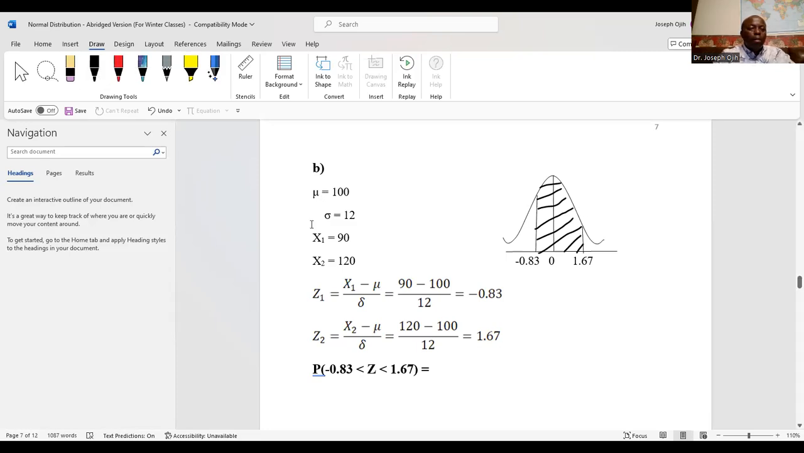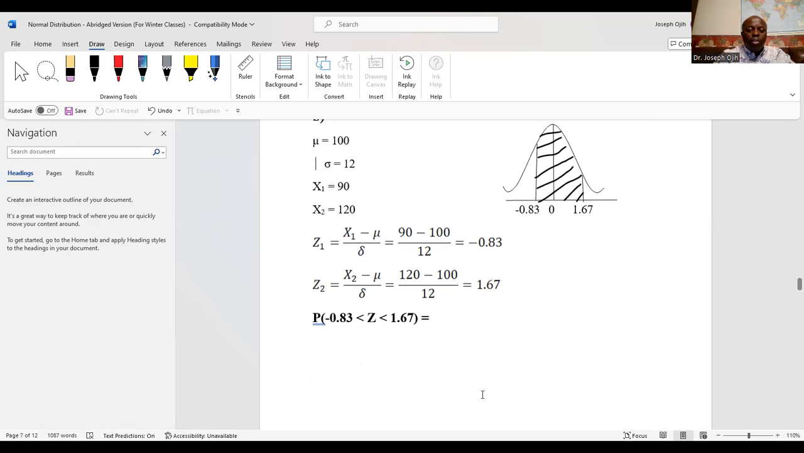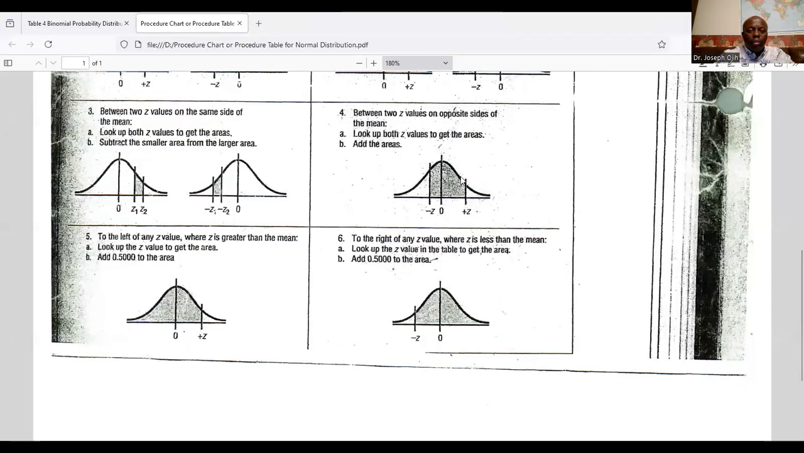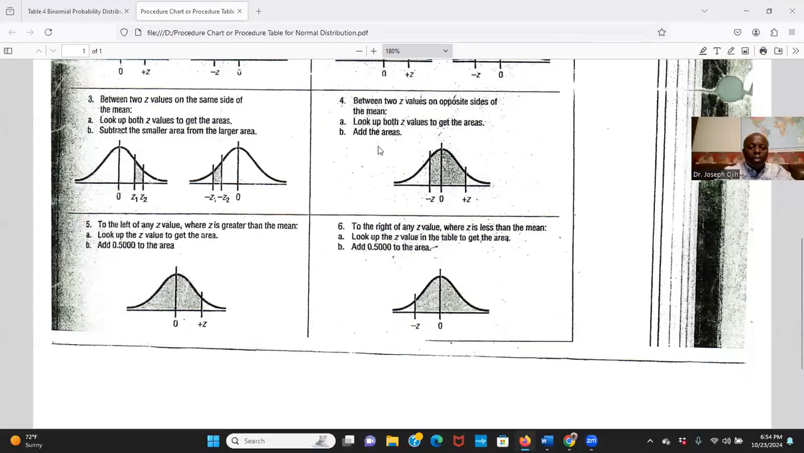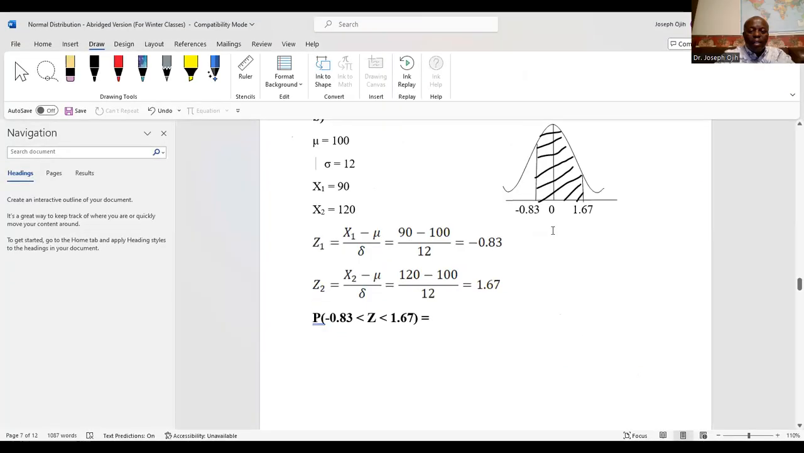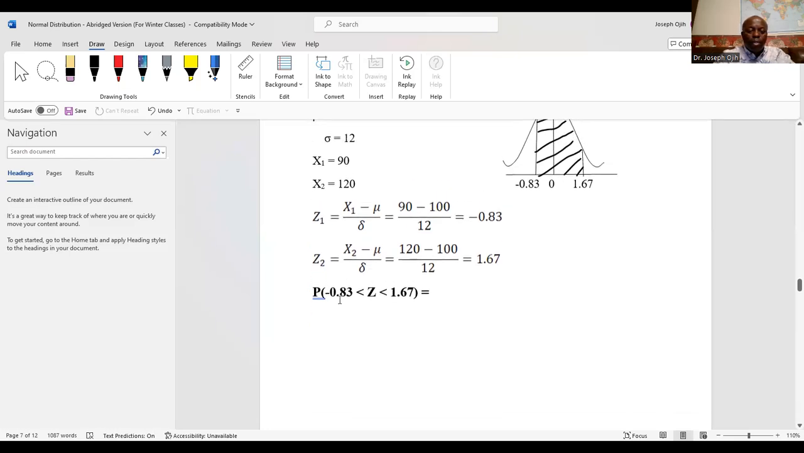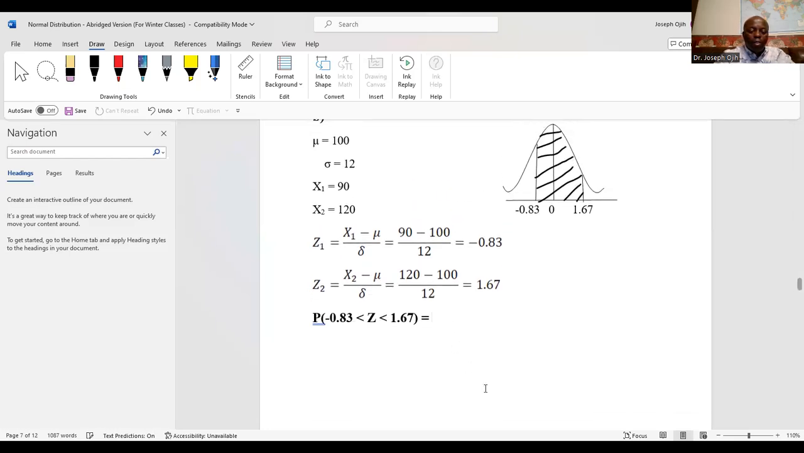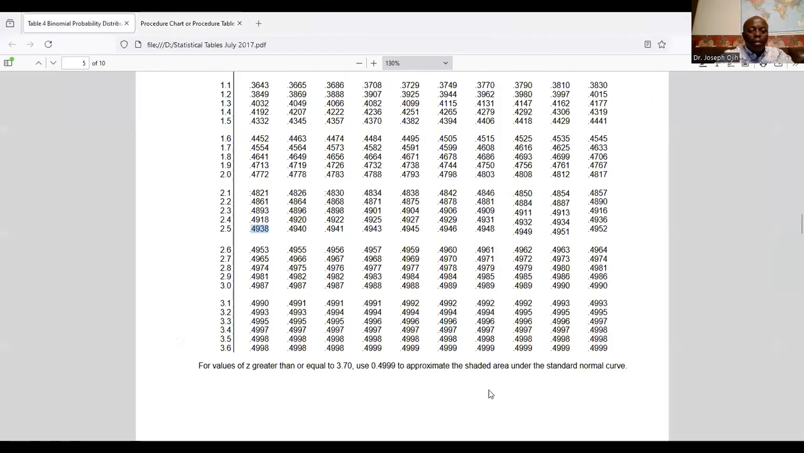Okay. So now we can check the procedure chart. And you can see that the chart that looks like that one is this one here. And for that one, it says look up the z-value to get the area, add the areas. So that means we're gonna get the areas and add them. So we get the area for 0.83 from the table of normal distribution.